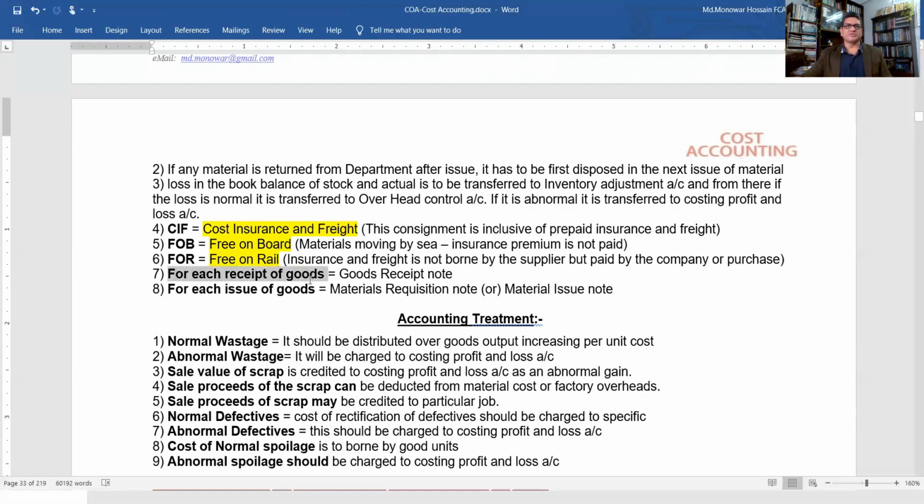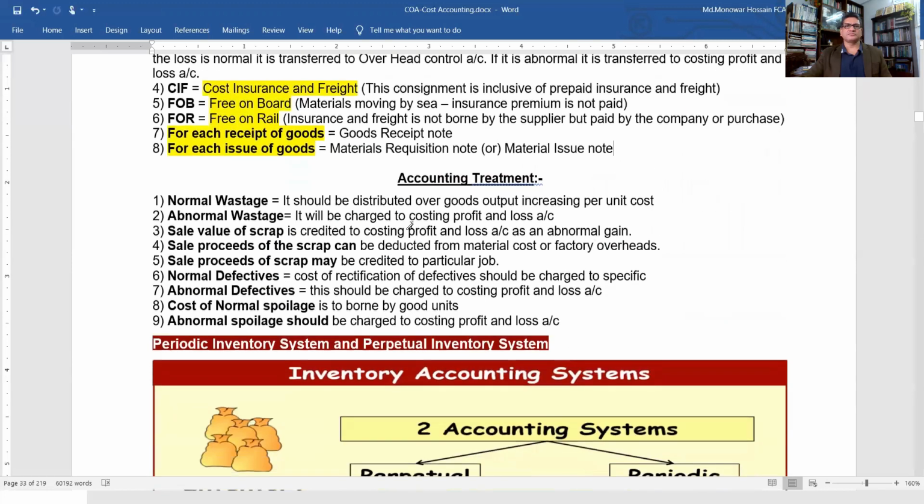For each receipt of goods, goods receipt notes. For each issue of goods, material requisition notes or material issue note. Accounting treatment: normal wastage should be distributed over good output, increasing per unit cost.